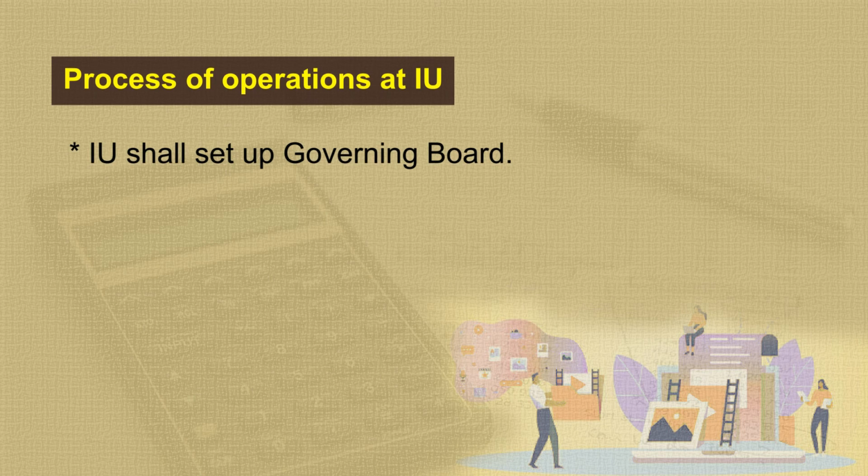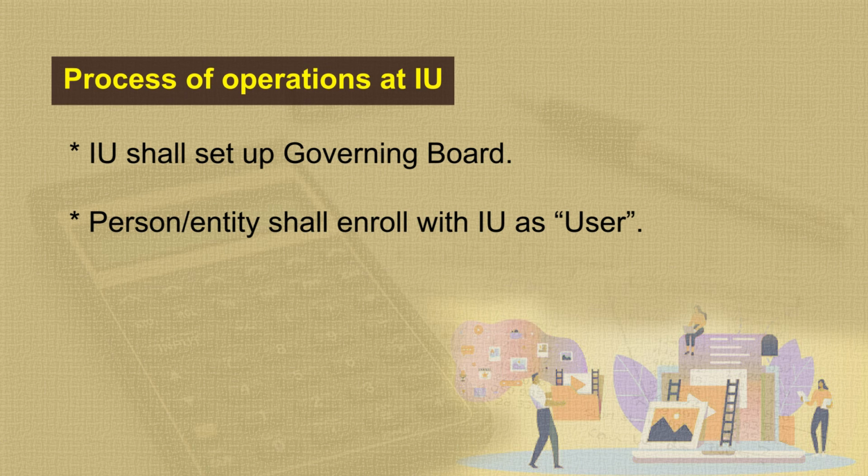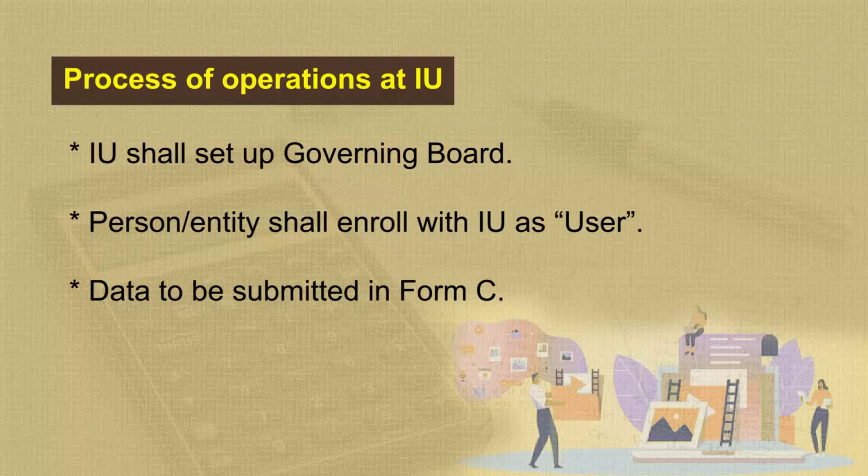The information utility shall set up a governing board. Before submitting information, a person or entity shall enroll with the information utility as a user by producing identity documents like Aadhaar, PAN, CIN, etc., and after verification a user ID will be provided. Banks or financial institutions normally create a super user covering all their branches, and inform all their branches. The data is to be submitted in Form C.